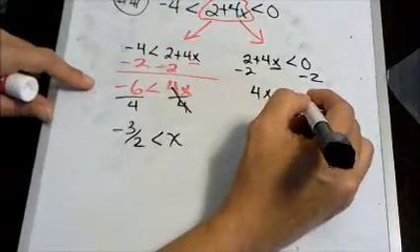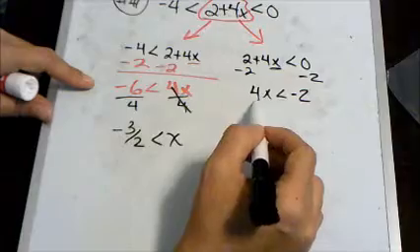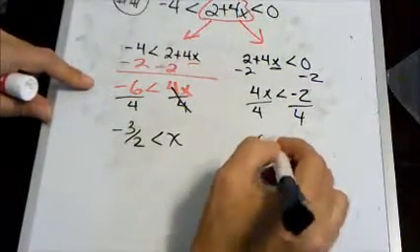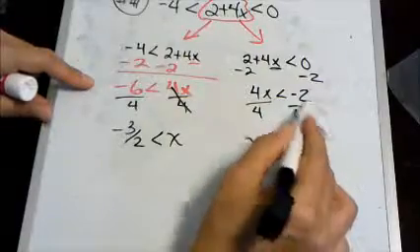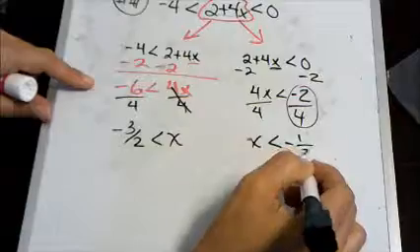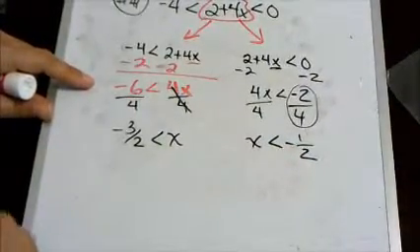4x is less than -2. Now you have a 4 next to there. Divide by 4. Divide by 4. So you have x is less than, let's go ahead and reduce this. What is 2/4? That's a -1/2. So now you have a -1/2.